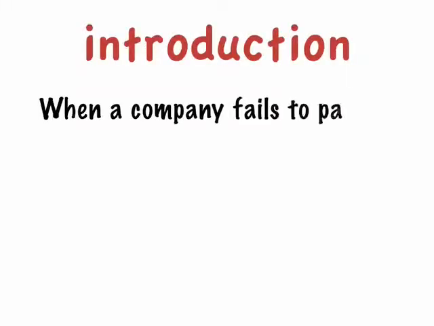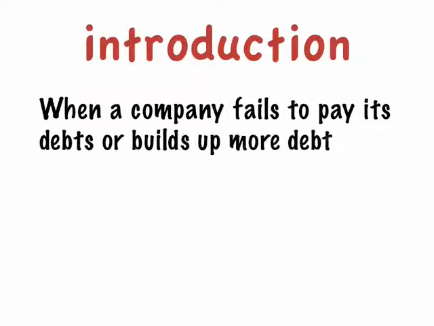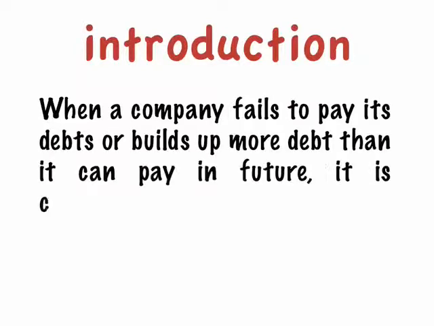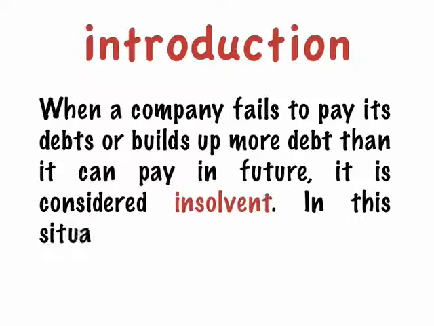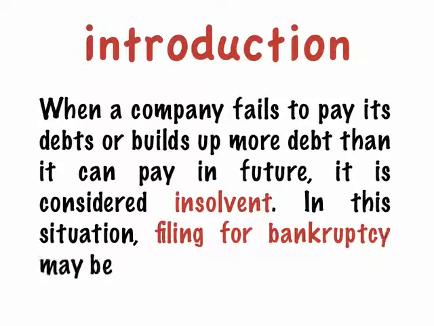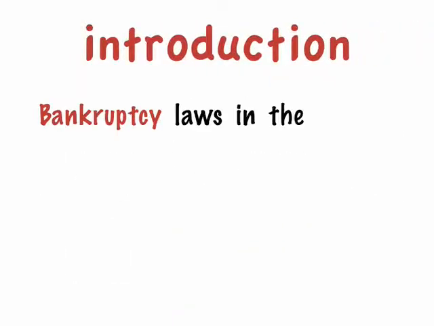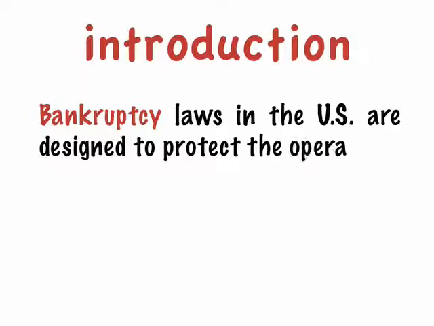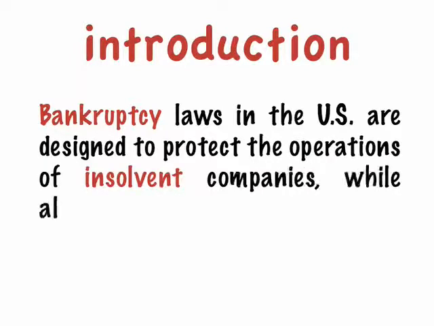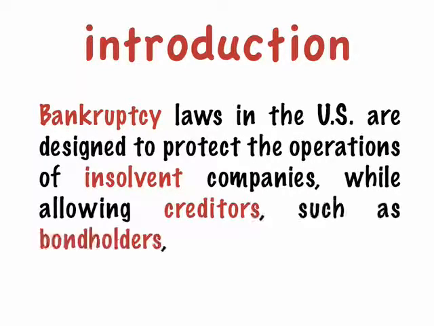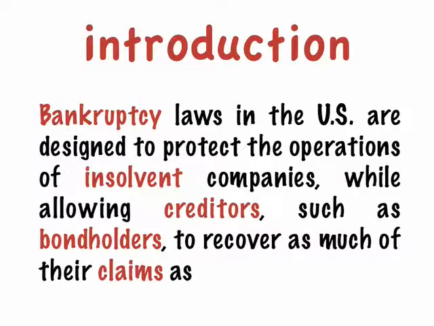When a company fails to pay its debts, or builds up more debt than it can pay in future, it is considered insolvent. In this situation, filing for bankruptcy may be its only option. Bankruptcy laws in the U.S. are designed to protect the operations of insolvent companies, while allowing creditors, such as bondholders, to recover as much of their claims as possible.